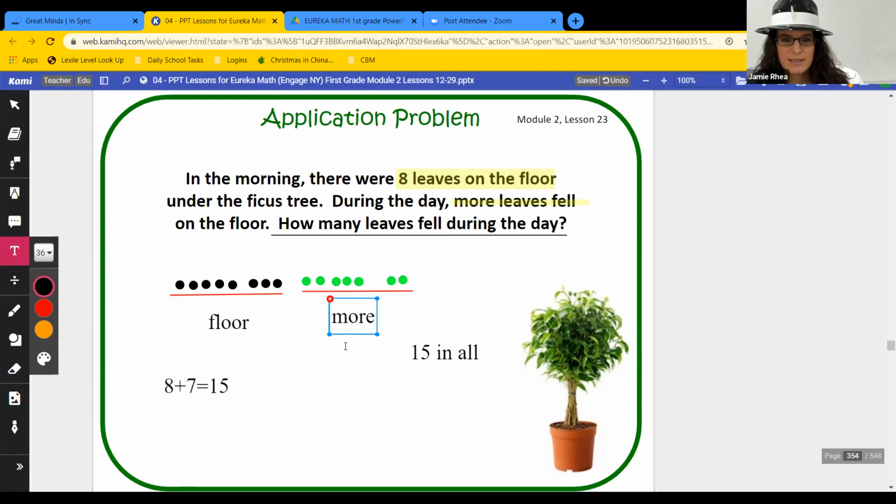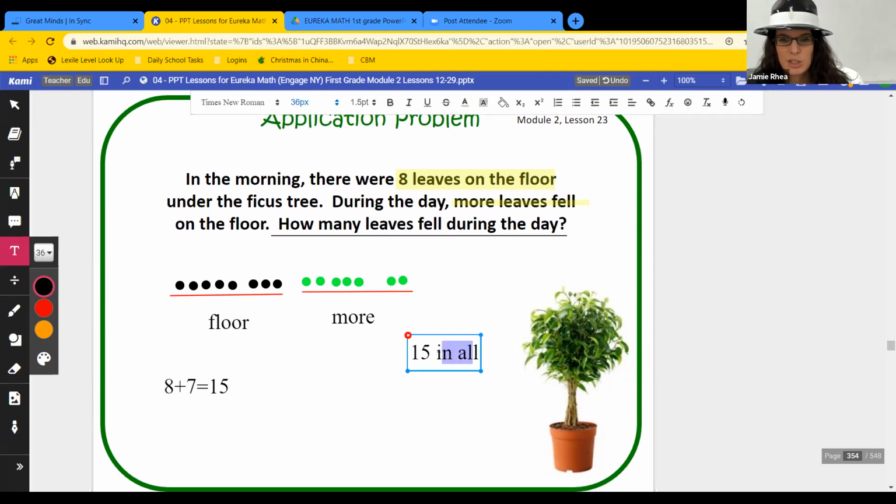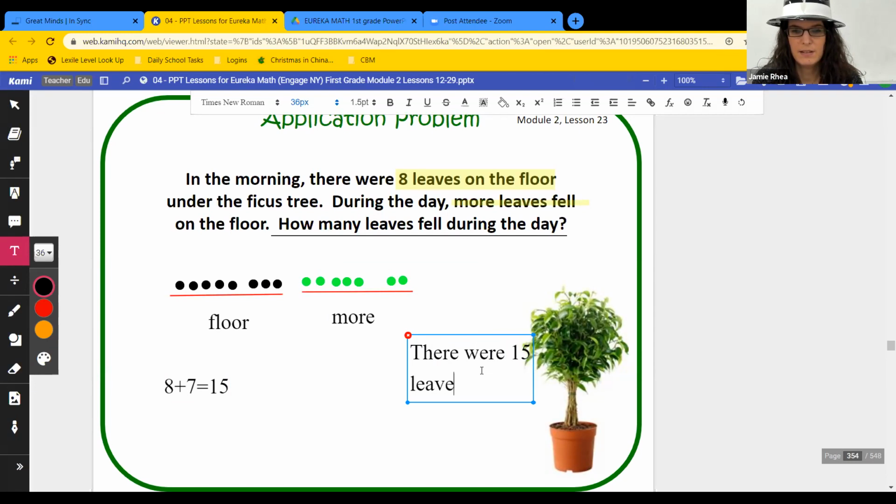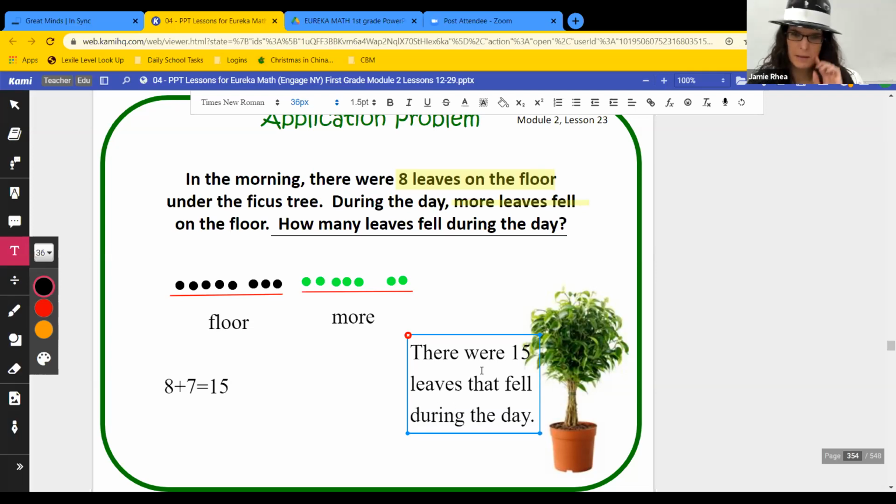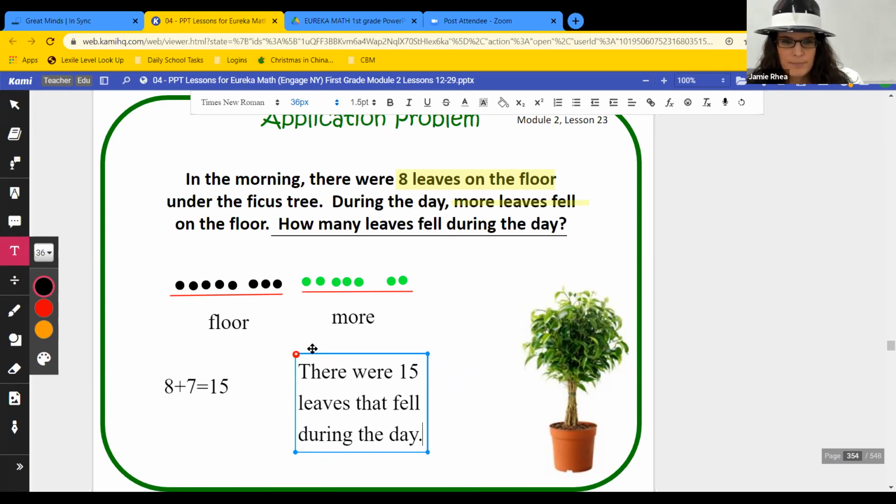So we can say, let's change this up to make it our statement, shall we? Well, maybe. Now let's say there were 15 leaves that fell during the day. Now let's move this over a little bit.